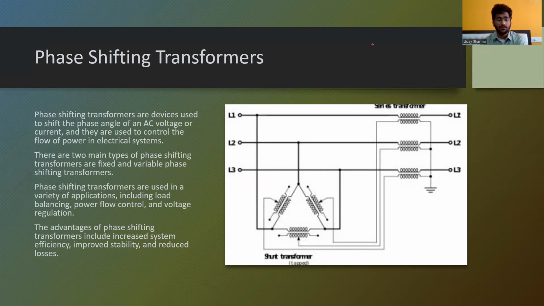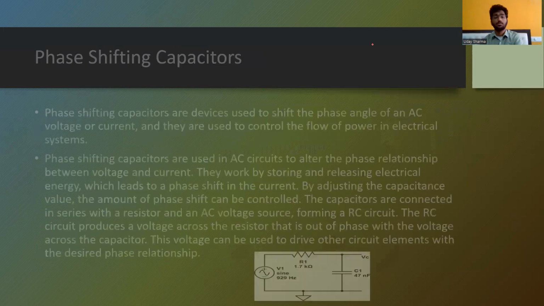There are two main types of phase shifting transformers: fixed and variable. Phase shifting transformers are used in a variety of applications, including load balancing, power flow control, and voltage regulation. The advantages of phase shifting transformers include increased system efficiency, improved stability, and reduced losses.